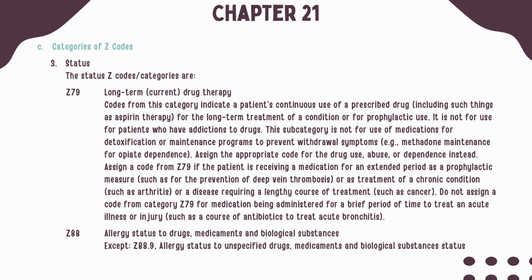You should not assign a code from category Z79 when the medication is administered for a brief period of time to treat an acute illness or injury, such as a course of antibiotics to treat bronchitis, or insulin to bring a patient's blood sugar down to normal levels. Category Z78 is used to represent a patient's allergy status to drugs, medicaments, and biological substances such as penicillin, anesthetic agents, and analgesics.